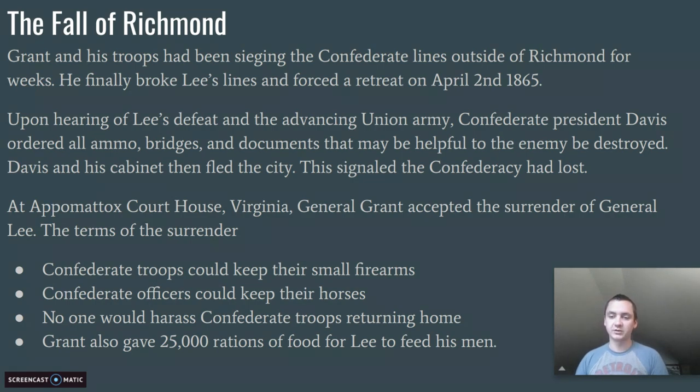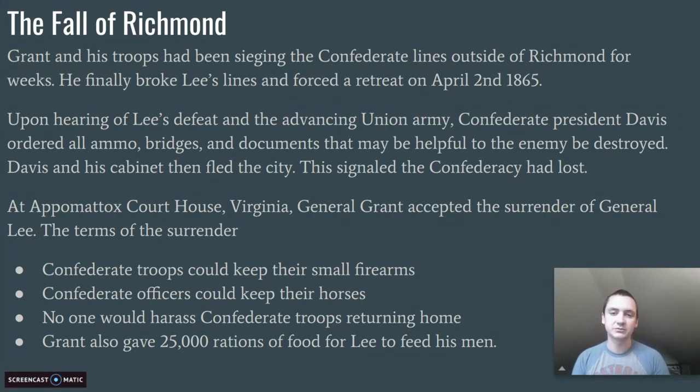There's actually a surreal account that happens just 2 days after Davis leaves the city, where Lincoln actually goes to Richmond and walks through the abandoned city. And he actually goes to Davis's abandoned house and sits in his office chair where Davis would have made a lot of his executive decisions as the chief executive of the Confederacy. And he's not quoted as saying anything while being there. It's just recounted that he sat there for a long time with a very pensive look on his face.